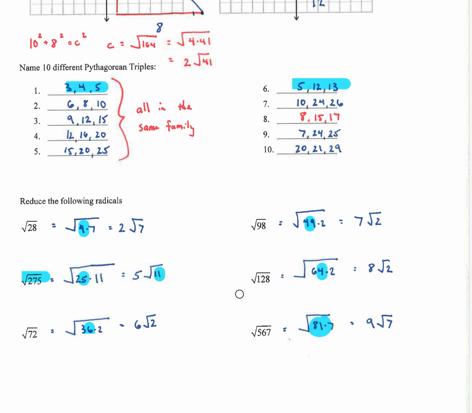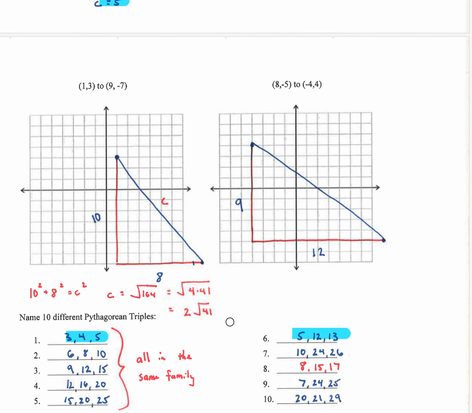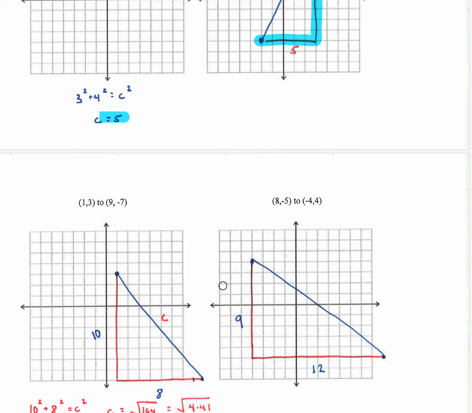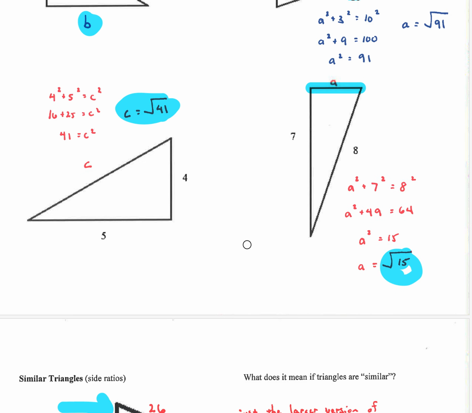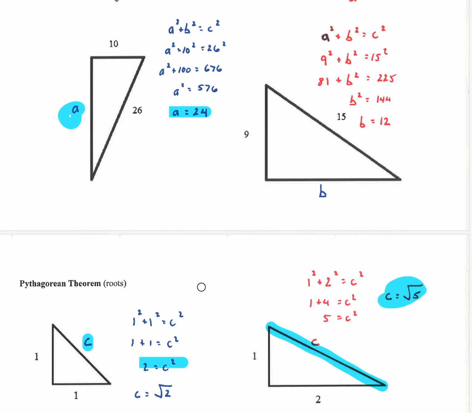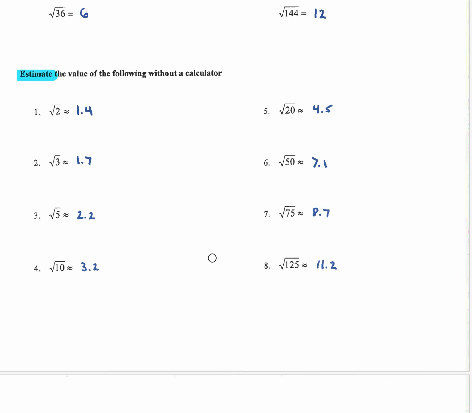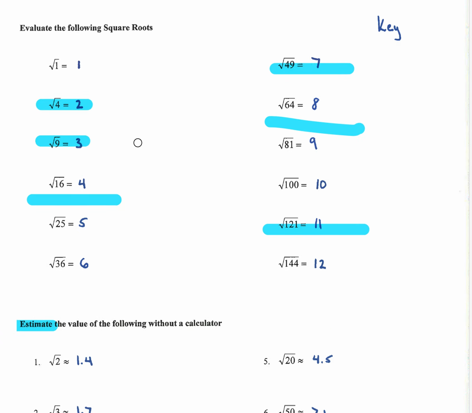Okay, look over this, but we certainly have to reduce radicals, understand what a Pythagorean triple is, find the distance between two points using the Pythagorean theorem. I introduce what it meant to be similar, right, with ratios. This is just finding missing sides or missing hypotenuse, and estimating radicals without a calculator. And then here are all the first 12 perfect squares.